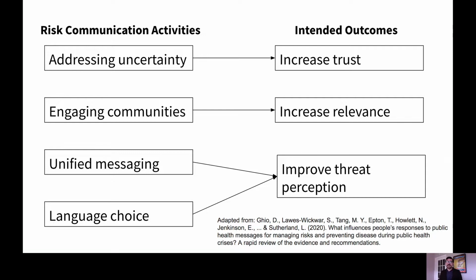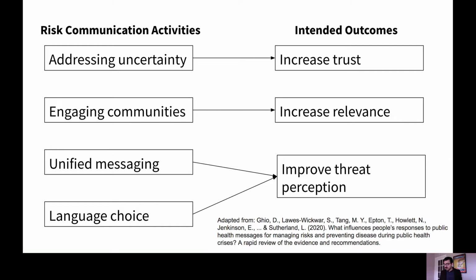At the same time, we want to have messaging that's unified. So in other words, we're engaging people on their own terms, in their own language, but we want to make sure that ultimately we're telling them to do the same sorts of things so that they don't get confused and don't have confusing perceptions of a health threat or health risk that's out there. And so one thing we're going to think about is unified messaging and language choice as things that can improve people's threat perception. So the point here is that risk communication actually has a lot of different facets and a lot of different effects in the world.